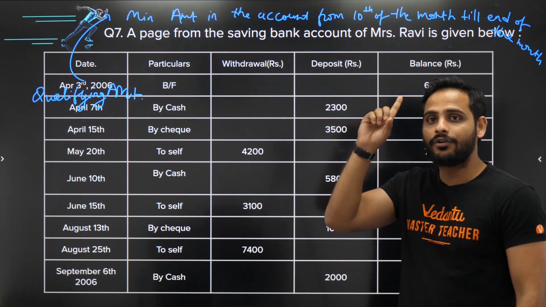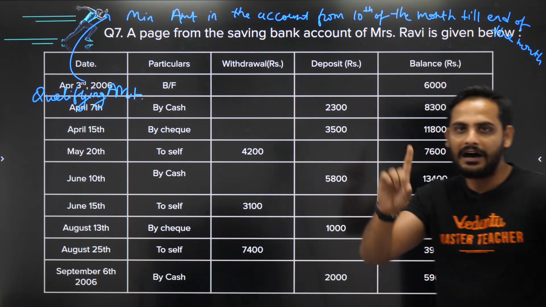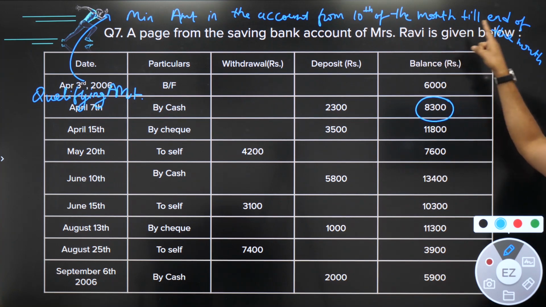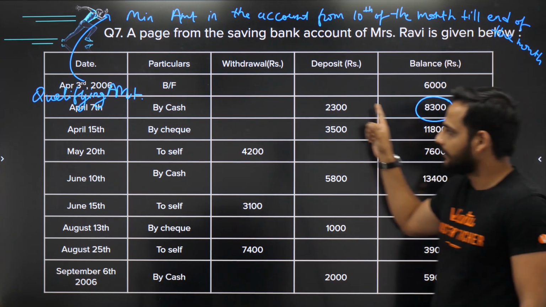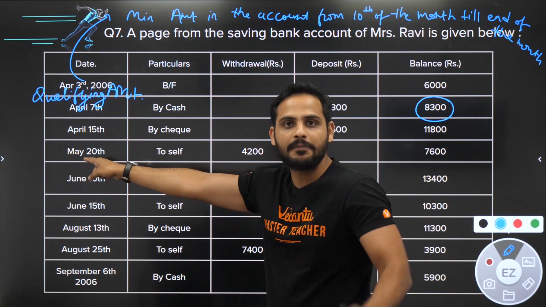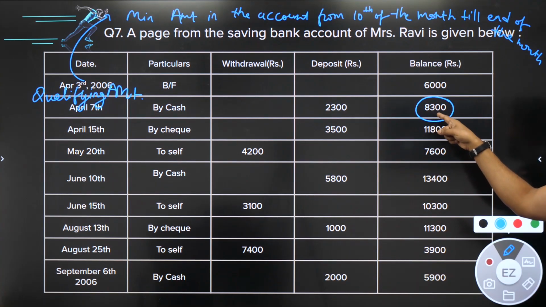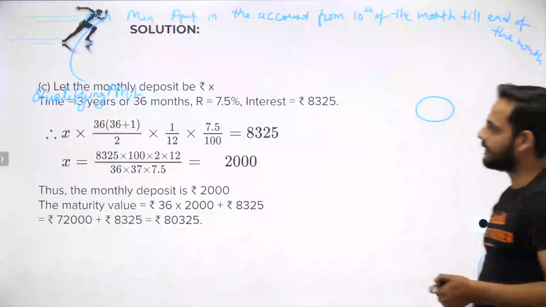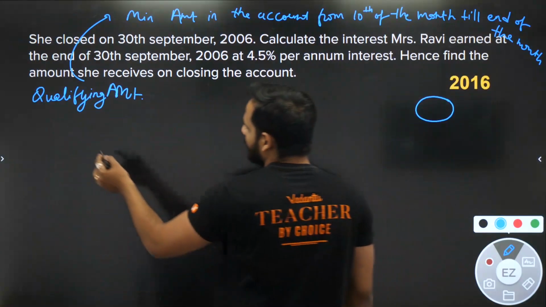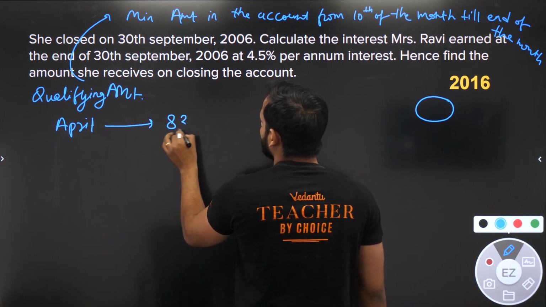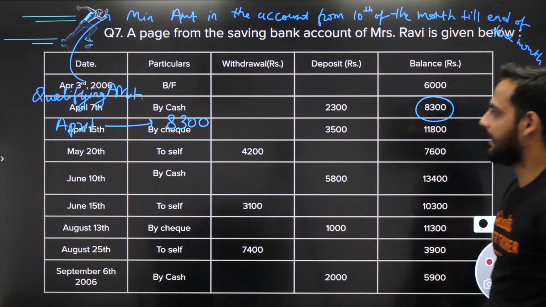So I can say that, sir, on the 10th of April, the amount in the account was 8,300. After that, from 15th onward, it will become 11,800. So till now, the minimum balance in the account from 10th till 15th is 8,300. Whatever changes he is doing next in May, I know that the amount which was there on the 10th of April, 8,300, is the minimum amount. So I can say the qualifying amount for April will be 8,300.